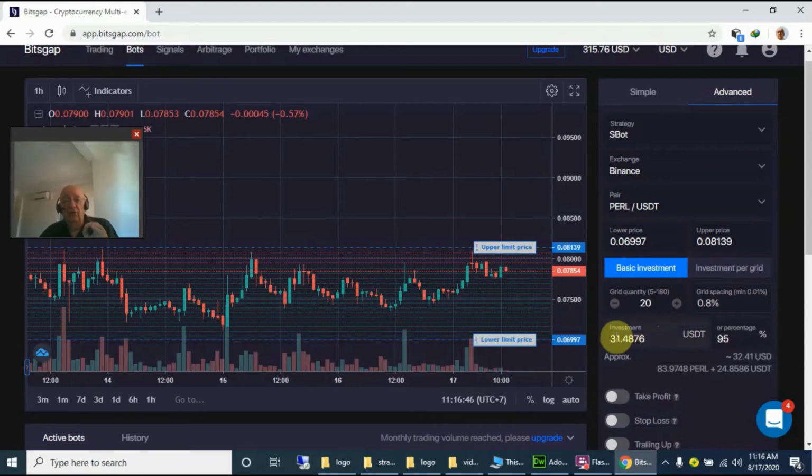I prefer setting it to a fixed investment, to a fixed size, not to 95%, right? You just click the investment per grid and you can set a fixed amount. To me, that's much better.